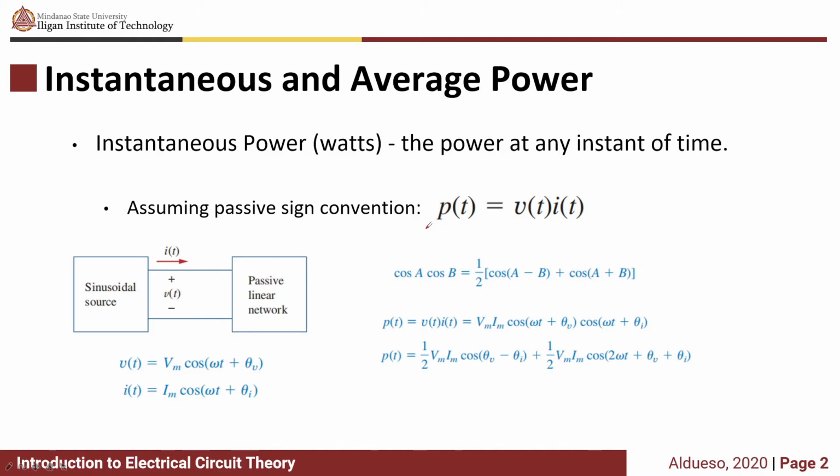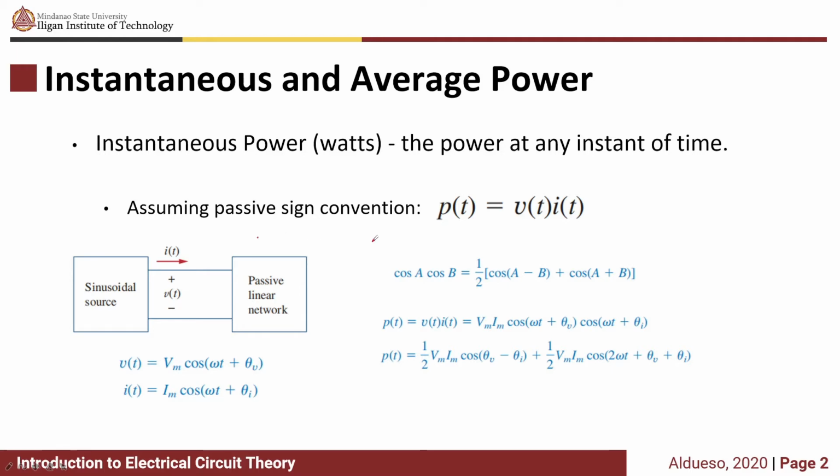So we have instantaneous and average power. Instantaneous power, measured in watts, is the power at any instant of time. Assuming the passive sign convention, our instantaneous power, given by p(t), is equivalent to v(t) times i(t).